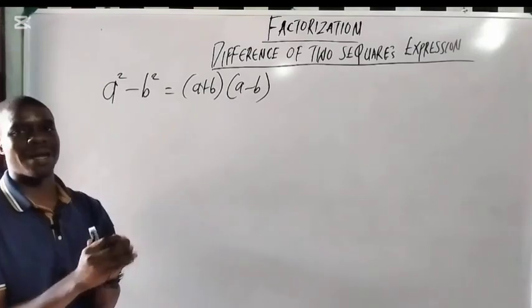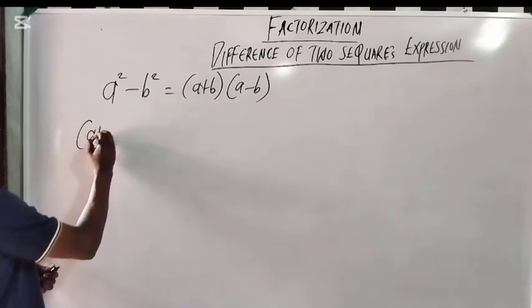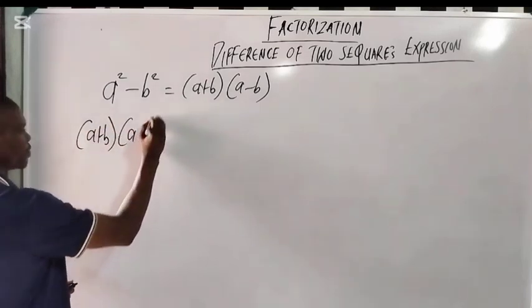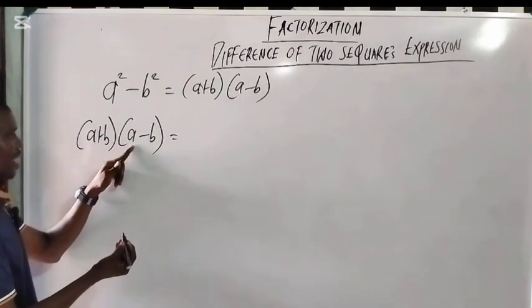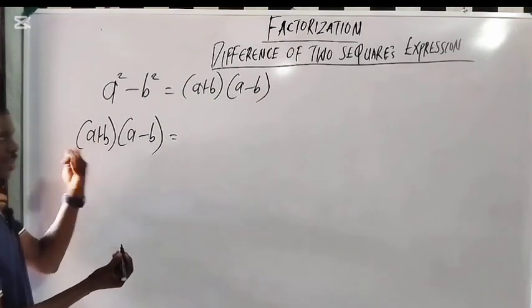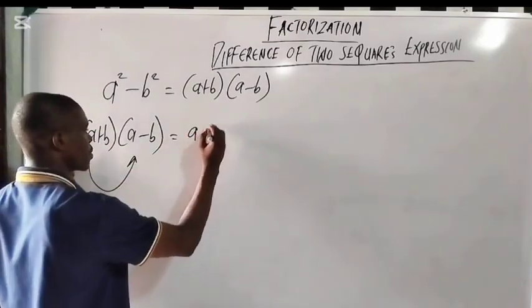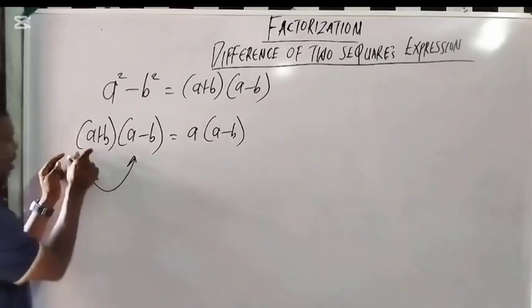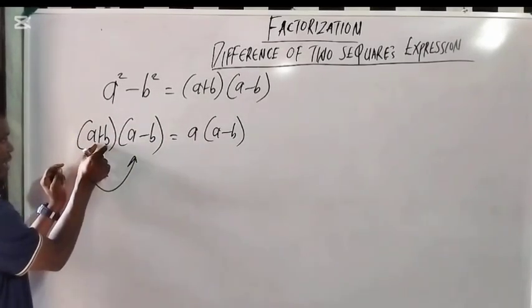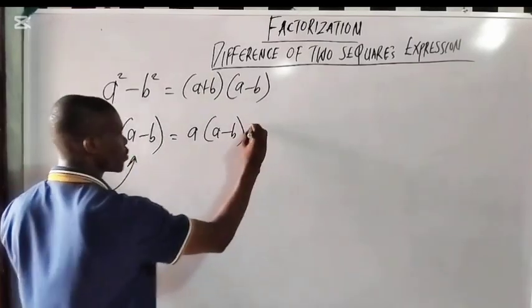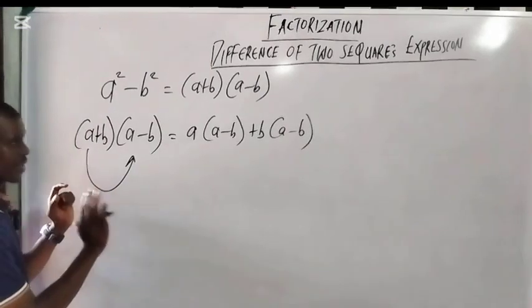Remember, when we talk about expansion, we look at (a plus b)(a minus b). If you want to expand this, you take the a in the first bracket and multiply it by the whole of the second bracket, a minus b. Then you pick the plus b and multiply it by the whole of a minus b. That is how it looks.